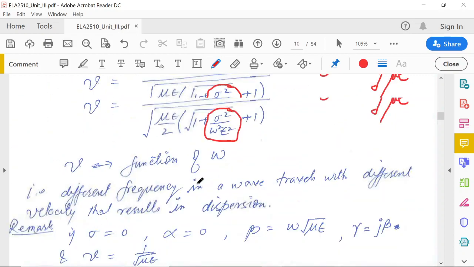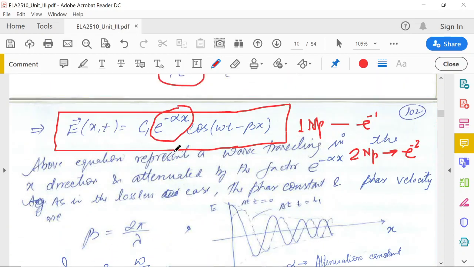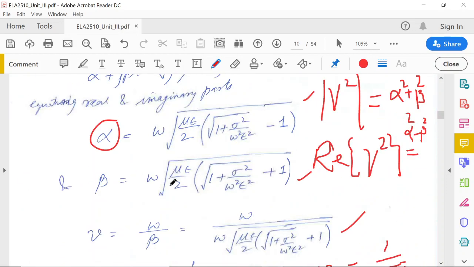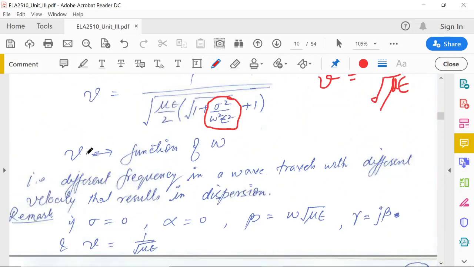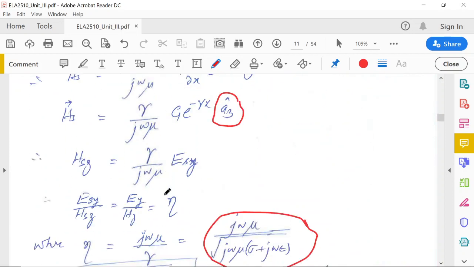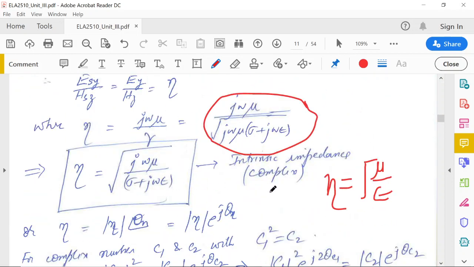First, due to the lossiness, the wave will attenuate within the space. When you look at different points in the space, the wave will have different values, and it gets attenuated with this factor. Second, the velocity is now frequency dependent, and different frequencies will travel with different speeds, so it will lead to dispersion. And third, the intrinsic impedance is complex now. It will have a magnitude as well as a phase. So these are the three conclusions of lossy dielectric wave propagation. The remaining things are the same.